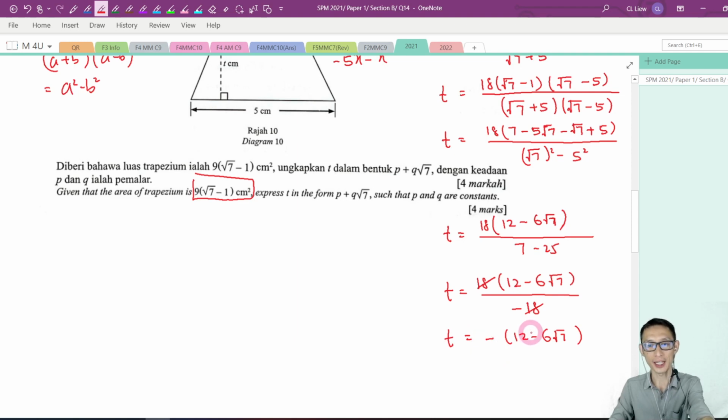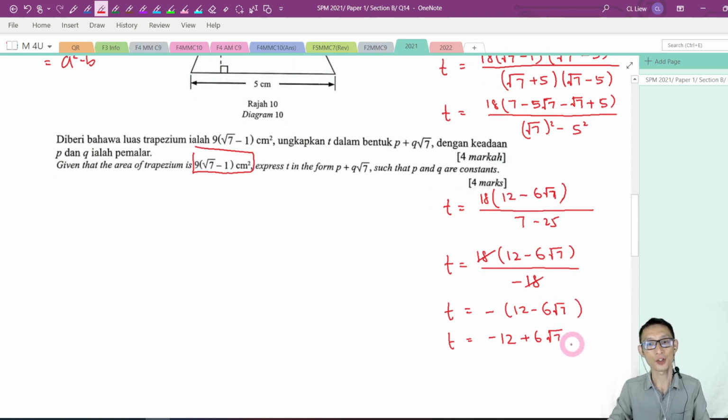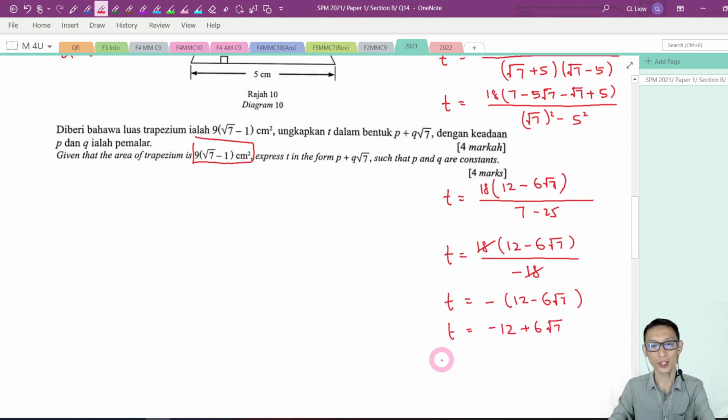Now I'm going to bring in the negative. Negative, positive, it can become negative. Negative, negative become positive. Okay, so this is the answer for this question. If you want to rearrange it, because sometimes we don't like to put the negative term in front, we like to bring it back. But if you want to write like this, it's okay. Okay, this one looks nicer. t is equal to 6 times square root of 7 minus 12.